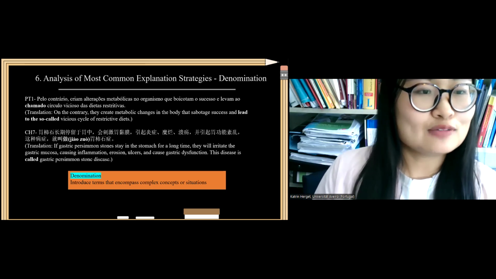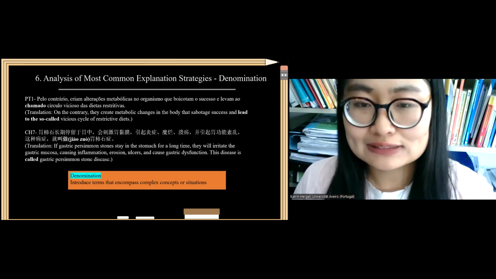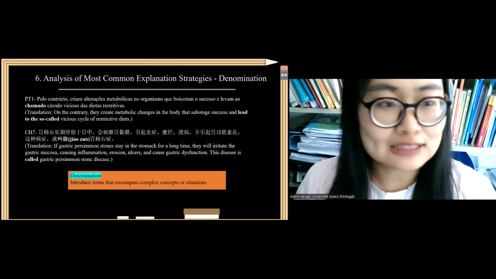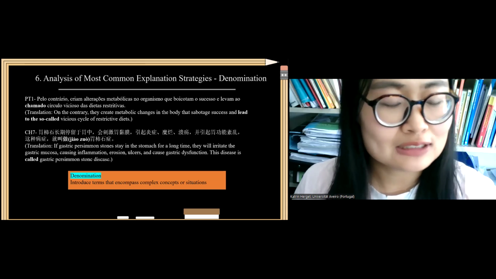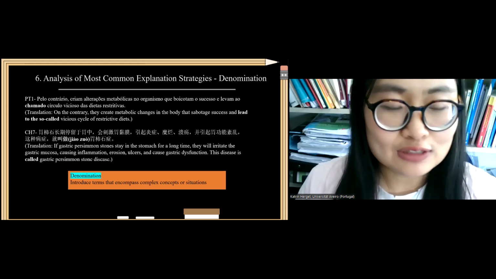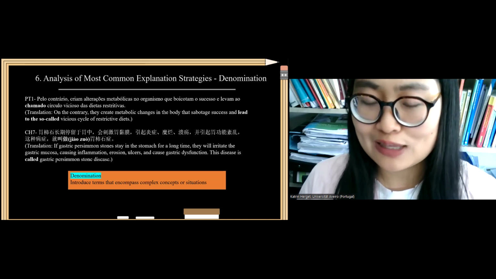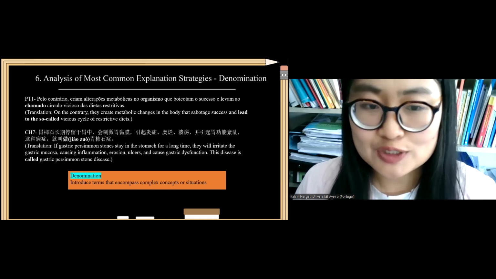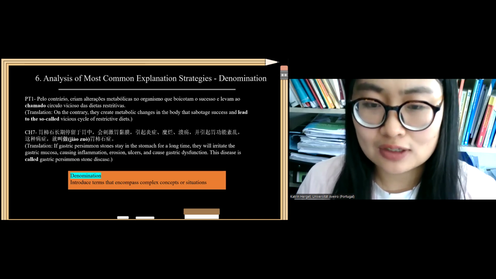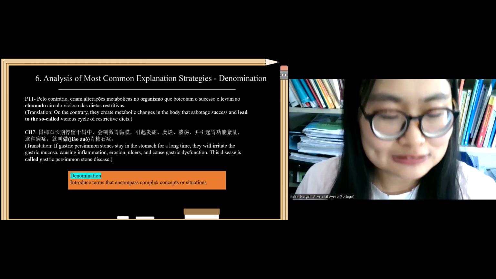The translation of PT1 is: on the contrary, they create metabolic changes in the body that sabotage the cells and lead to the so-called vicious circle of restrictive diets. The translation of CH7 is: if gastric persimmon stones stay in the stomach for a long time, they will irritate the gastric mucosa, causing inflammation, erosion, ulcers, and gastric dysfunction. This disease is called gastric persimmon stone disease.